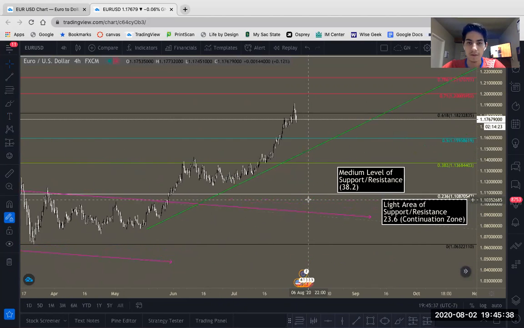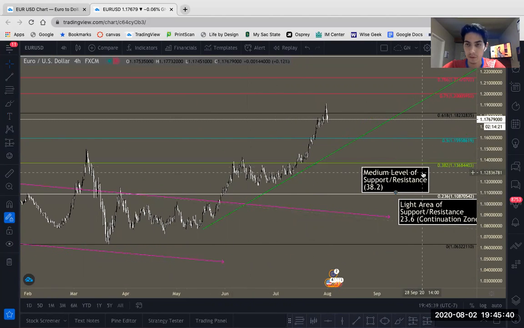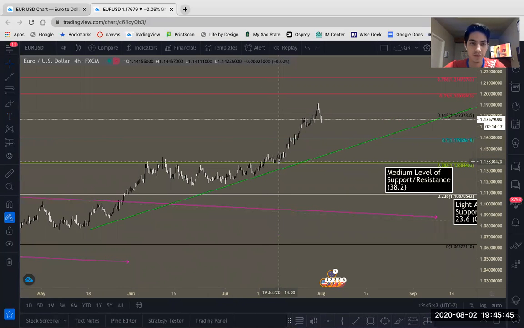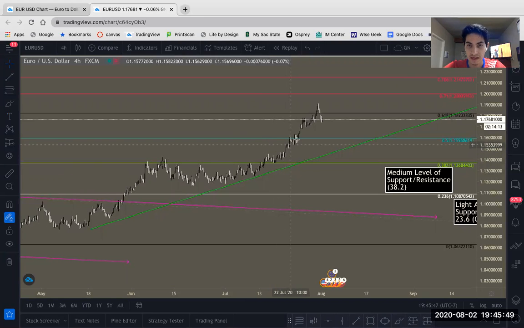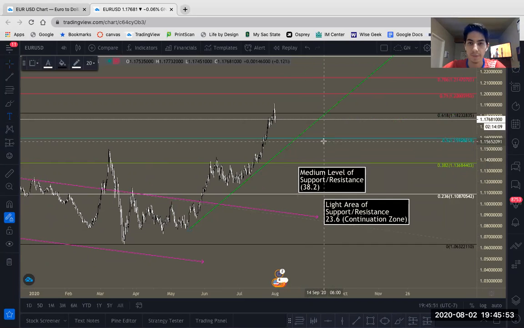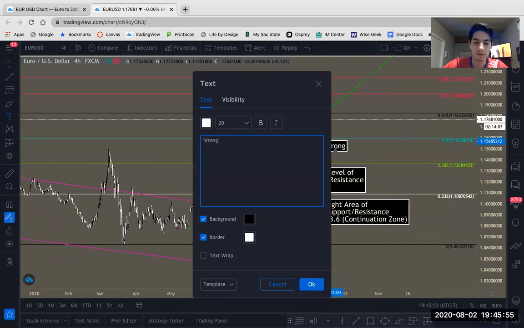So for that, now what we're going to be looking for, 38.2, like I said, it's a lot of breaks and retests as well. Just a little bit more difficult, but there are some breaks and retests in it. Right, broke, retested. Now the 50. The 50 is the strongest level of support/resistance, right?